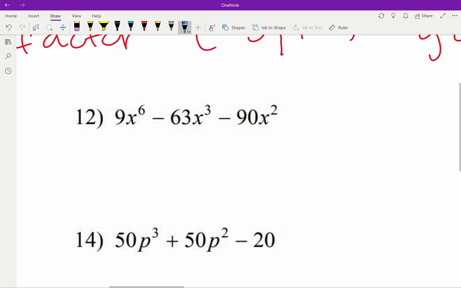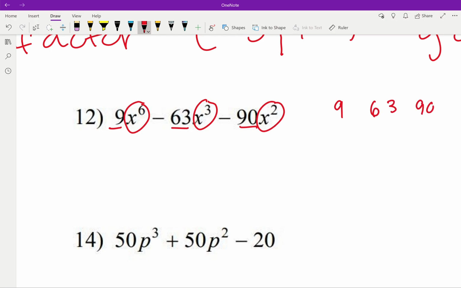Okay, example 3, we have coefficients for each one, and we also have variables for each one. So that means we're taking out coefficients and variables. Okay, so let's look at our numbers. We have 9, 63, and 90. Okay, so all the numbers that can go into 9 are 1 and 9.